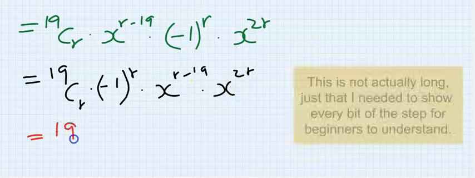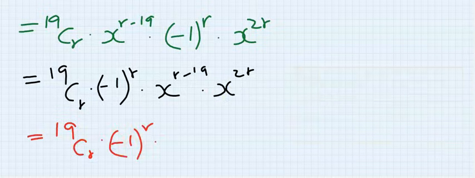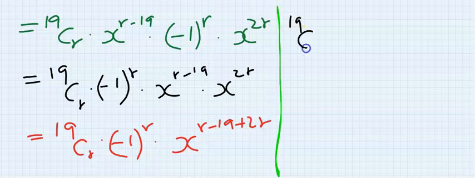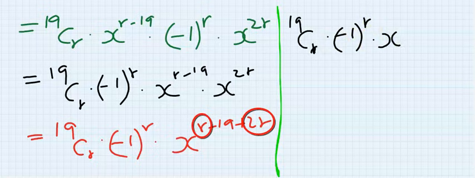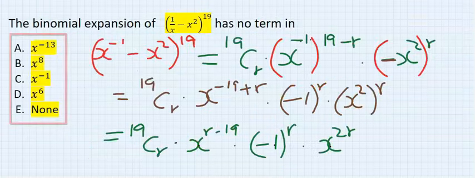Here I'm going to have 19 combination r, minus 1 to the power of r. Applying law of indices, I'm going to have r minus 19 plus 2r. 19 combination r, minus 1 to the power of r, x to the power of this plus this will give you 3r minus 19. Step number 2, I'm going to test each option given in the question.